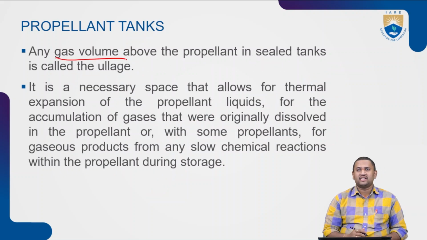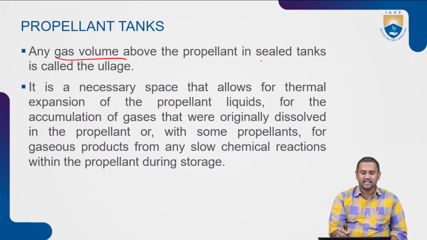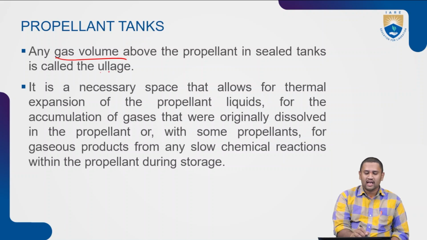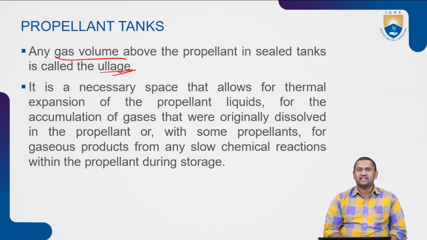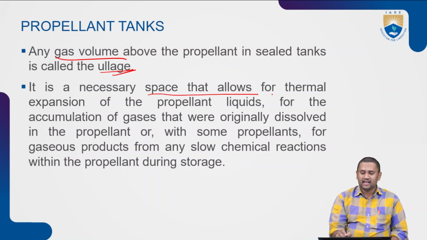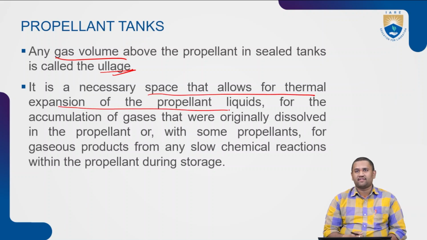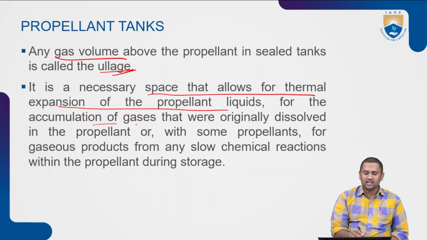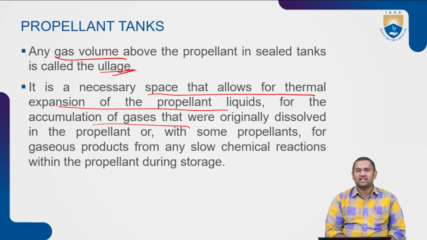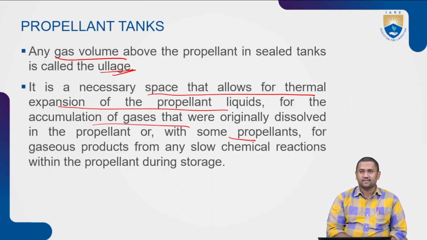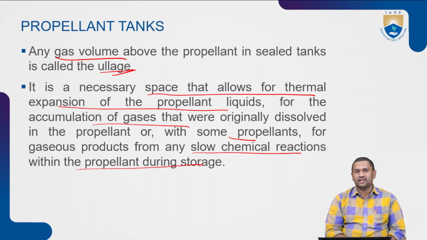Any gas volume that is above the propellant in a sealed tank is called an ullage. It is necessary because it allows for thermal expansion of propellant liquids and for accumulation of gases that were originally dissolved in the propellant, or, for some propellants, for gaseous products of any slow chemical reactions within the propellant during storage.